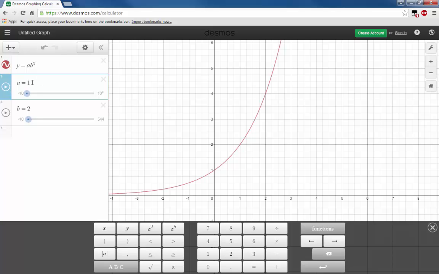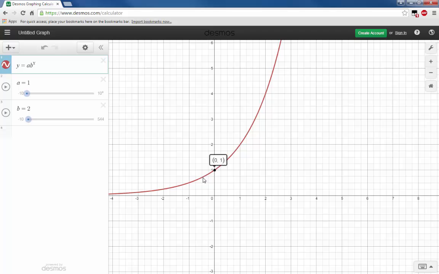So before we do that, first we want to look at what's happening here at the intersection, the y-intercept. So when a is equal to 1, we've got a y-intercept of (0, 1).